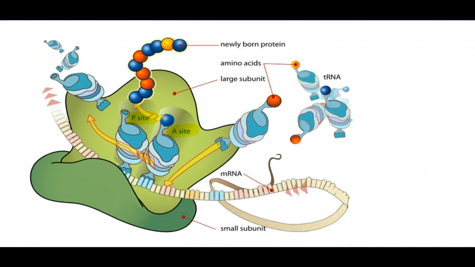Okay, so we have our mRNA. This big green thing's a ribosome. And the P site and the A site is where these tRNAs who are floating around the cytoplasm are going to come in and help deliver the amino acids. So you can see at one end of each tRNA we have specific amino acids.